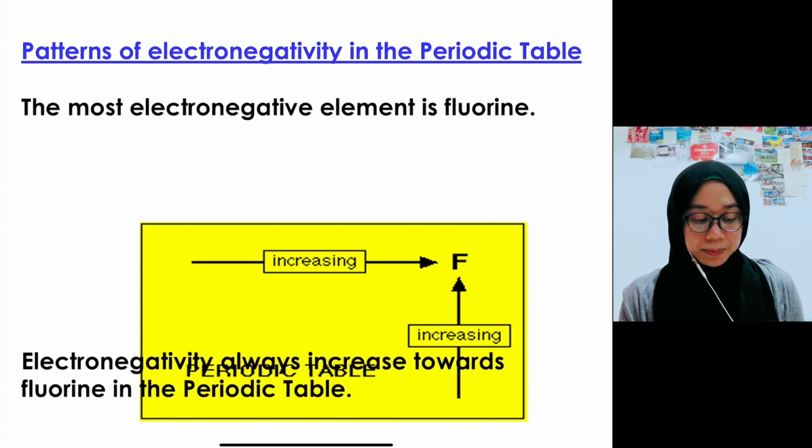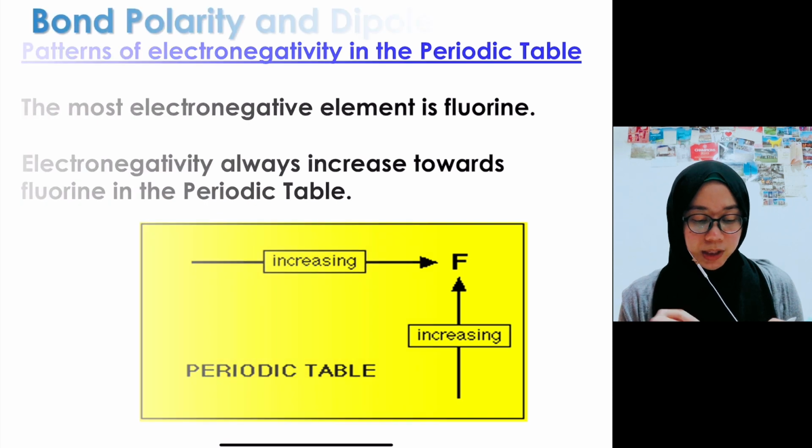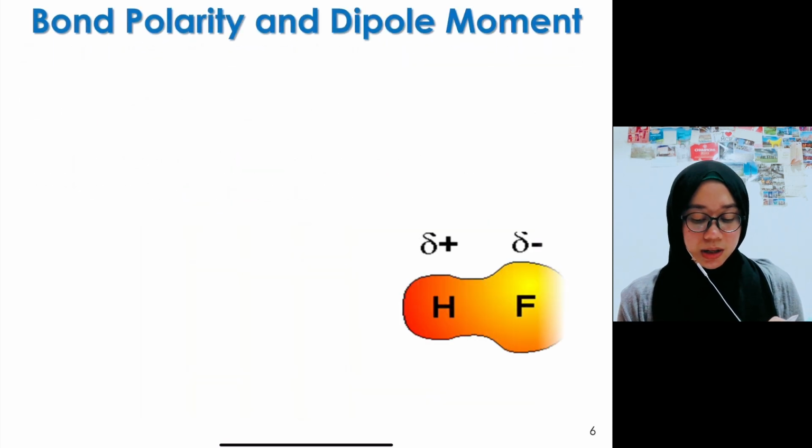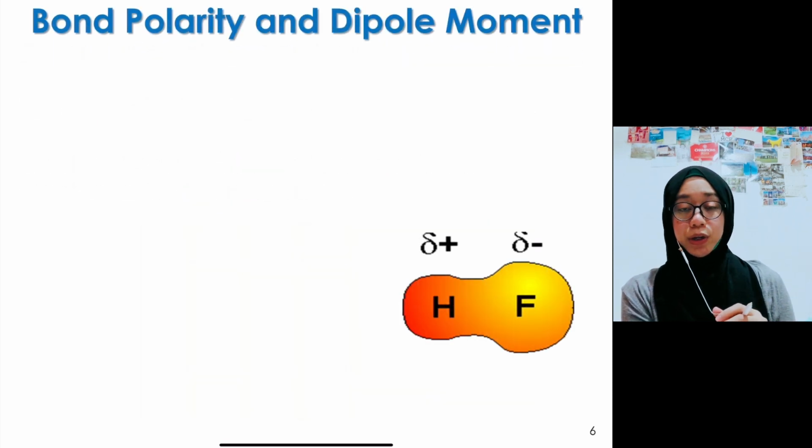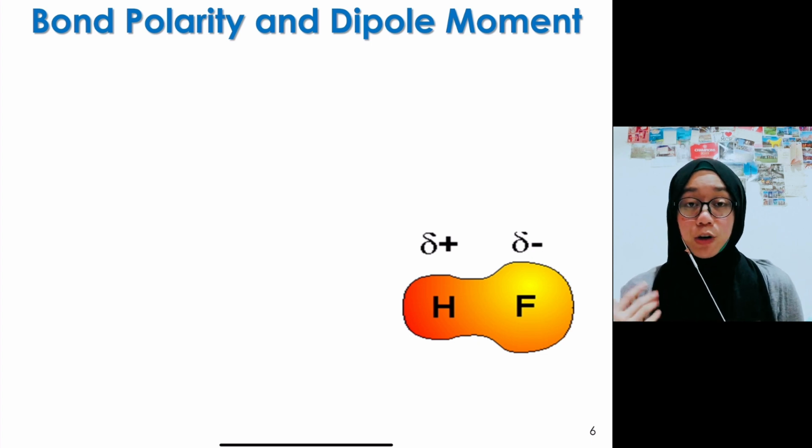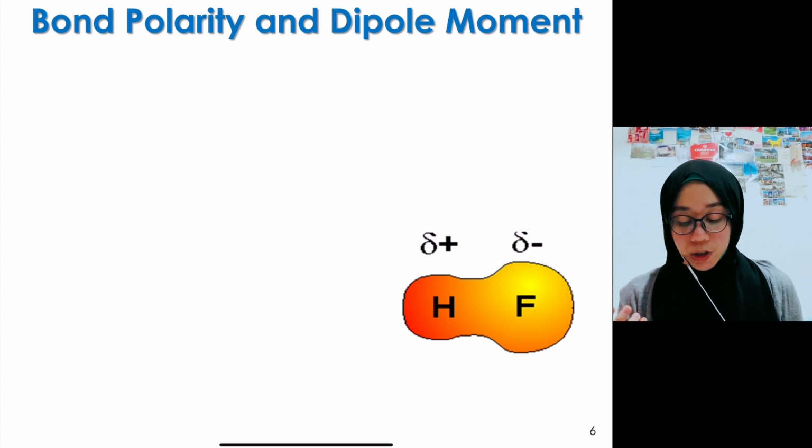Okay, so now, okay, so given to you here kita ada hydrogen dengan fluorine, dia share electrons diorang.